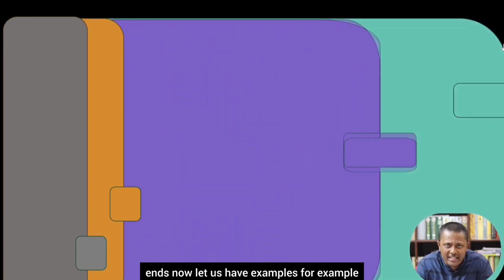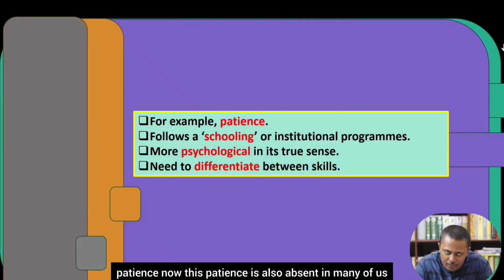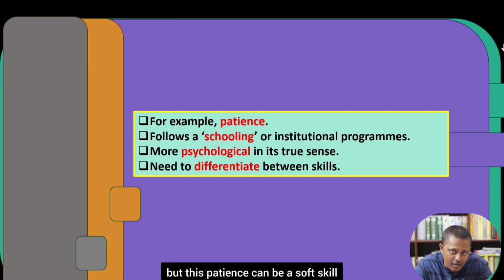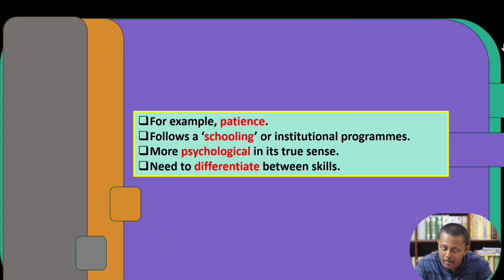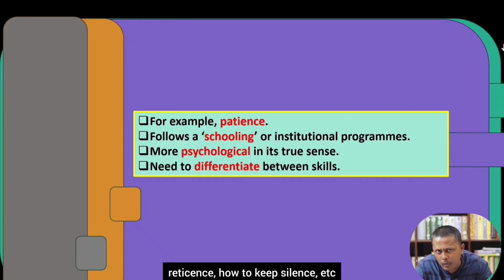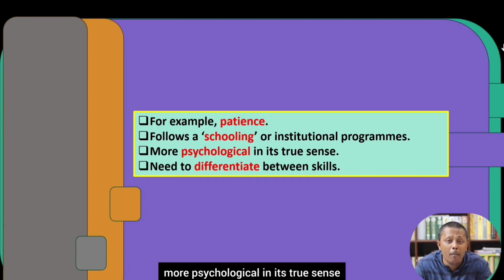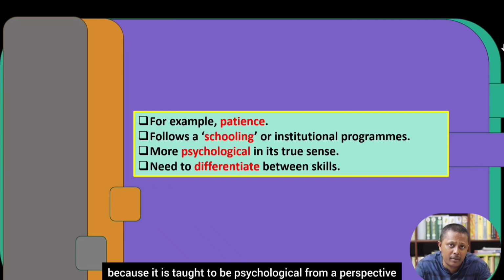Now let us have examples. For example, patience. Now this patience is also absent in many of us, but this patience can be a soft skill because soft skill follows schooling or institutional programs. And in such institutional programs, you learn patience, reticence, how to keep silence, etc. These are called soft skills from a different angle. More psychological in its true sense. So, soft skills are basically psychological because it is thought to be psychological from a perspective, from a point of view.